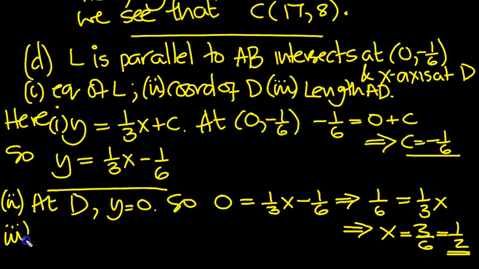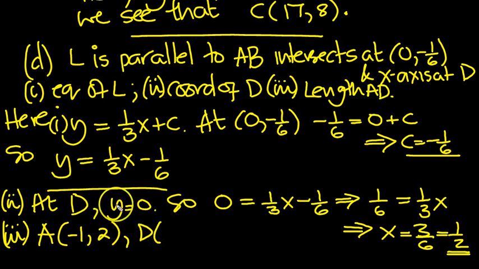Now the last thing to do is part 3, and that's the length of AD. What are the coordinates of A? I'll write them down from the question. If you remember, it's (-1, 2) for A. D has coordinates y equals 0 and x is a half. So the length of AD.